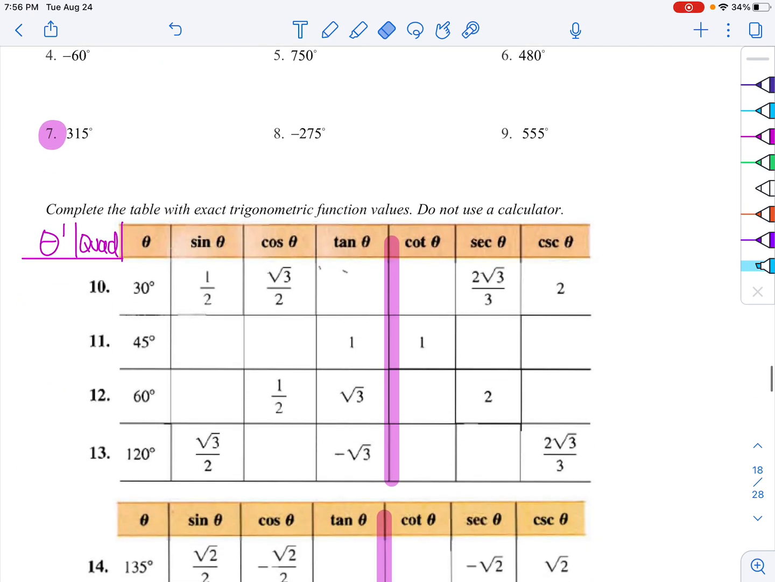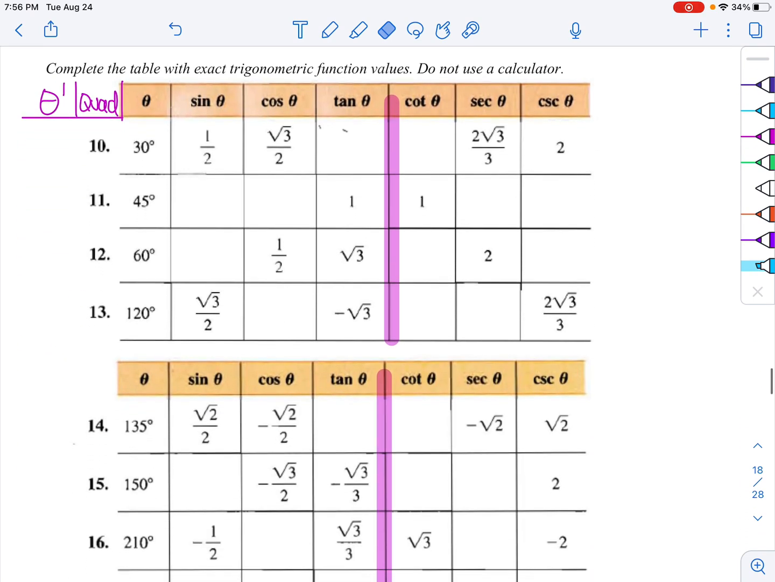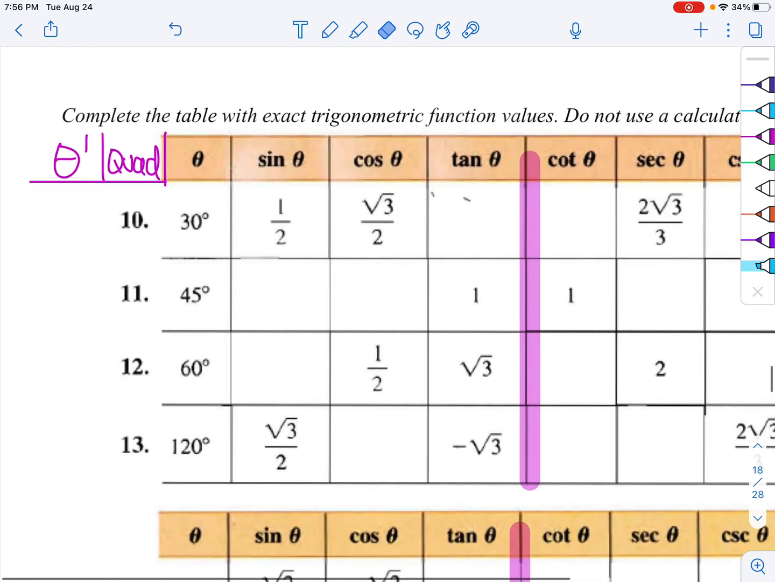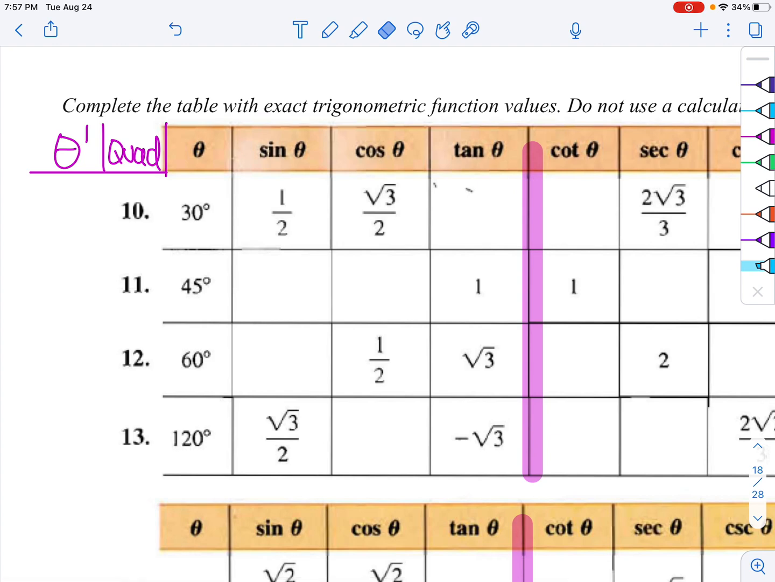All right, and then we have these. So these questions are just like the ones we did. It's just formatted differently. So I just want to start you off. Again, I would highly recommend that you draw a picture, but at least give me the reference angle. So 30, 45, and 60 are the special angles in our first quadrant. So you can go ahead and just fill those in. There's no reference angle, and it's in the first quadrant for each of these.